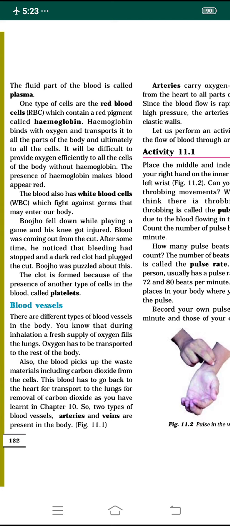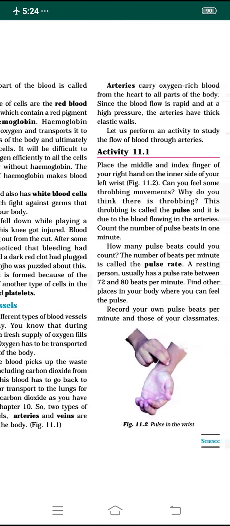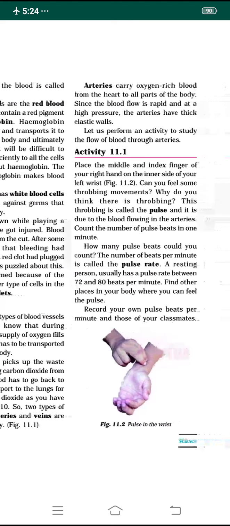There are two main types of blood vessels present in our body: arteries and veins. What are arteries? Arteries are the vessels which carry oxygen-rich blood from the heart to all the parts of the body. The blood which is filled with oxygen is carried from the heart to each and every part of the body through the arteries.